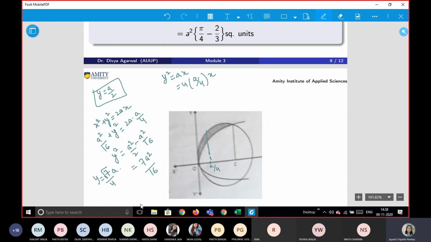Which one is larger? This is a by 2 and this is more than a by 2. So obviously the circle will be at the higher place and it will cover the parabola. Okay. It took too long to make me explain this. Yes, ma'am. So once this is clear, we will put it in this. Just see this. Just a second.